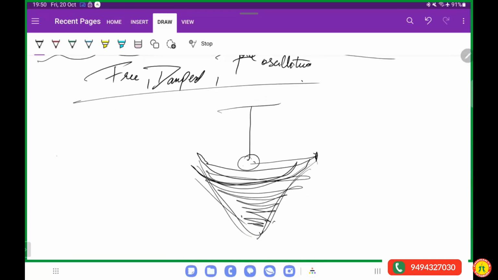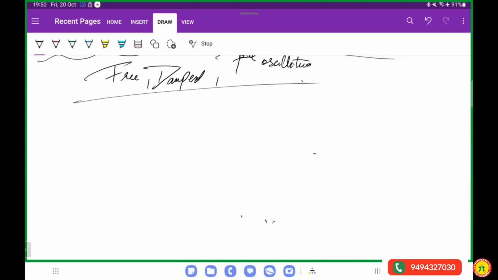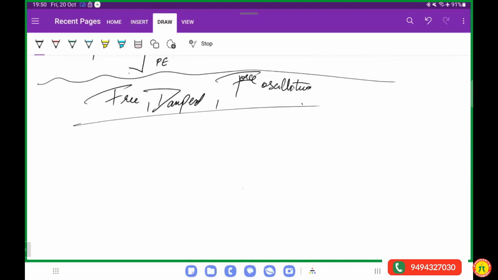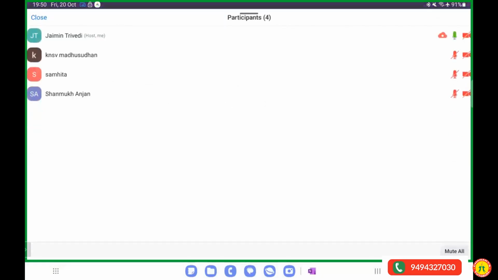So if I draw a graph for damp, it will be damping like this. Are you able to understand what I'm saying? Got the difference between these three? Free, damped, and forced. It's very simple.